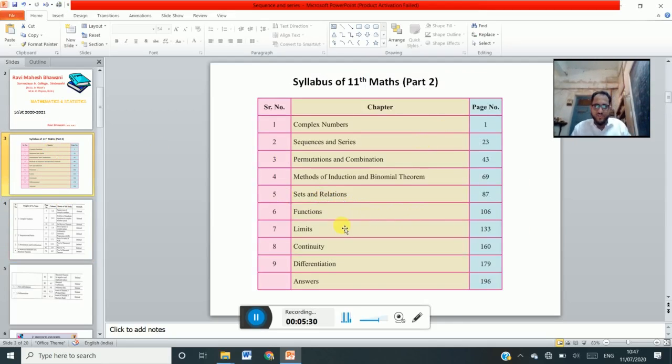So as we see, most part of the first chapter is deleted, therefore we start with the second chapter, sequence and series, right?